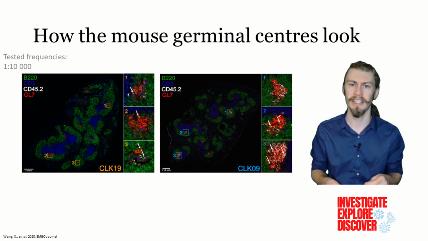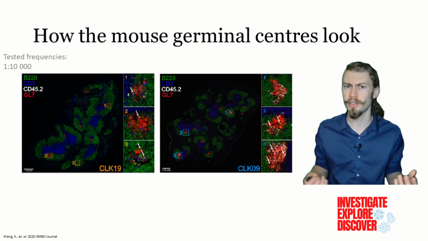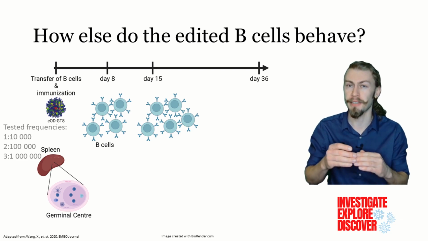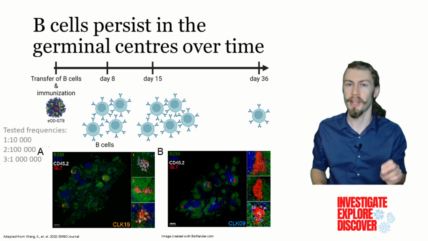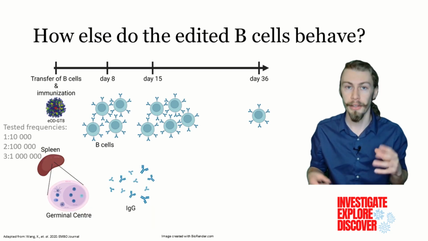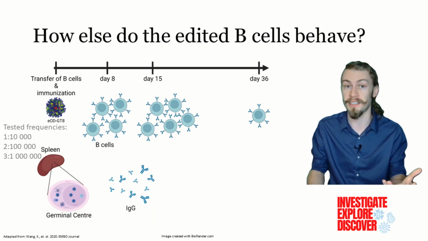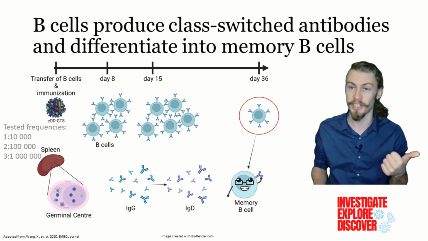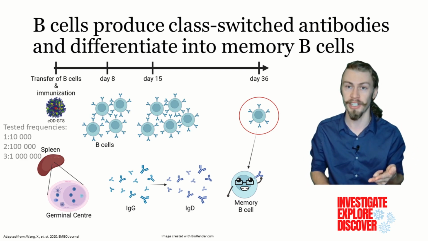Interestingly, CLK19 induced germinal center formation at a much lower frequency than other groups, perhaps due to its lower binding affinity to EOD-GT8. But by day 15, the percentage of B cells increased slightly from day 8, and by day 36, there were low but still detectable levels of the edited B cells in the germinal centers. Now, the authors also used a serum binding analysis to reveal that there was serum antibody responses from these cells. And at day 36, they also found that these edited B cells produced class switch antibodies and could develop into memory B cells, indicating long-lived protection against the immunogen.